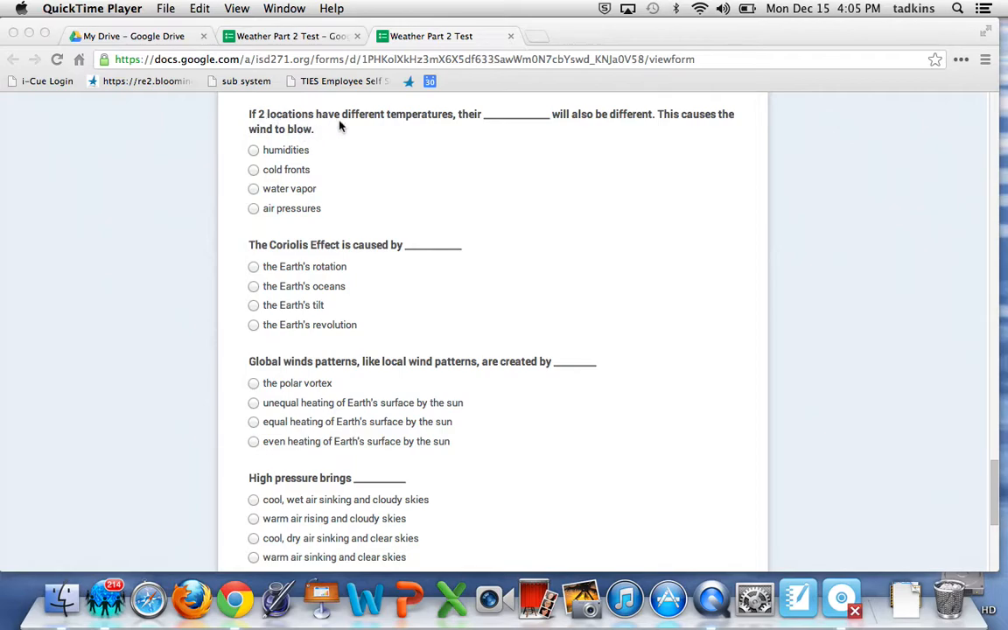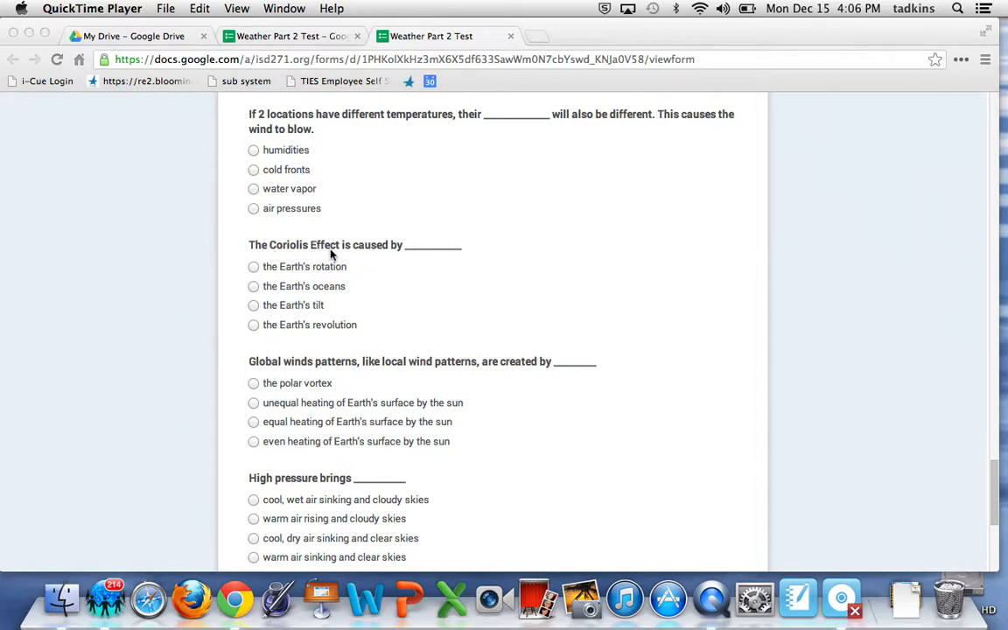If two locations have different temperatures, their humidities will also be different. Their cold fronts will also be different. Their water vapor will also be different. Their air pressures will also be different.